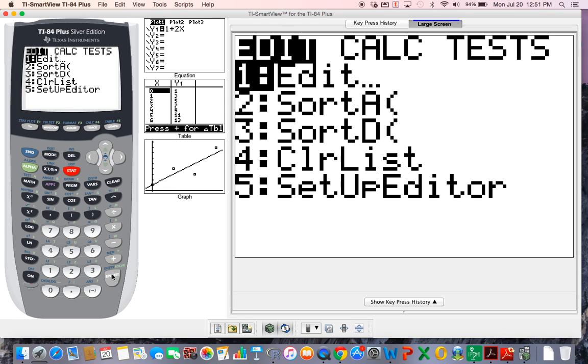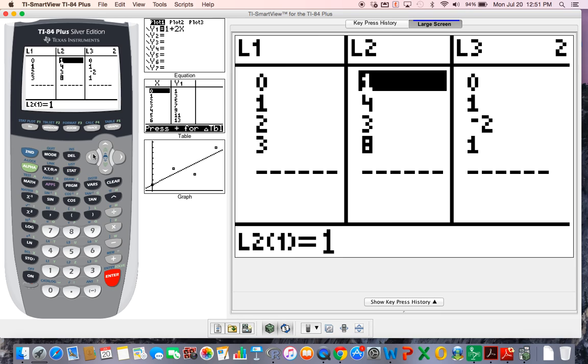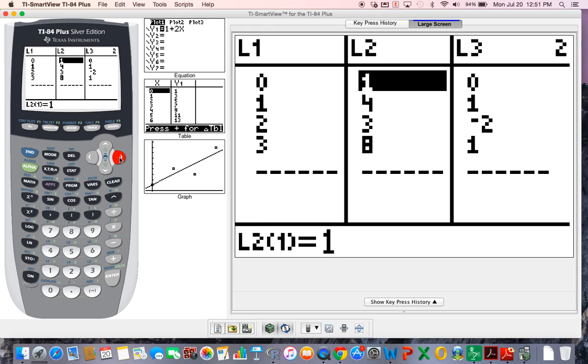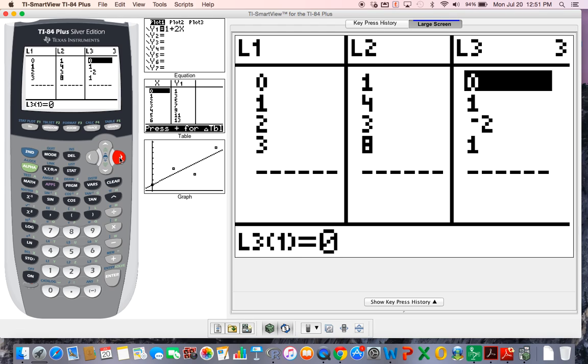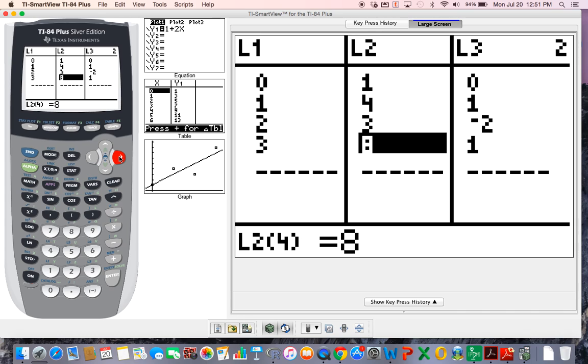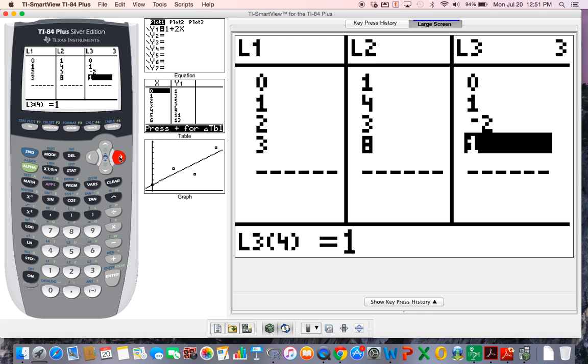And if you go back to edit, you'll see that it will not only give you L1, L2, but it'll also give you L3. So the X value for the first observation was 0. The Y value for the first observation was 1. The residual for the first observation was 0. Second point, let's scroll on down to the fourth point. X value was 3, Y value was 4, residual was positive 1. Okay?